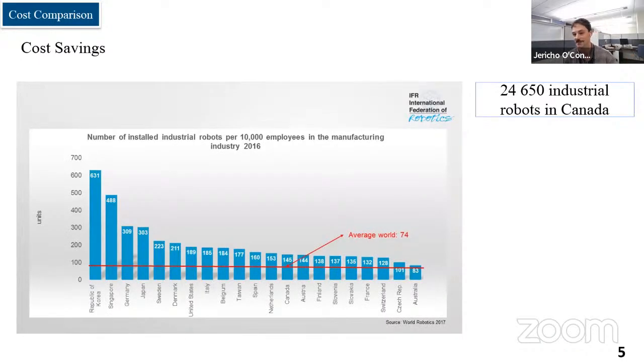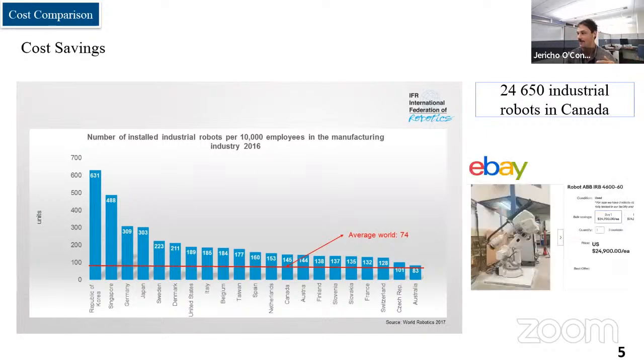So this is some stuff I just looked up on robots to try and sell you on the fact that they're not very expensive. We have a lot of them in Canada. So they would be pretty easy to maintain, I'd imagine, because you have parts and people who can maintain them. And if you were to buy one on eBay, similar to the ones that we have, it's only $25,000. Not that we're buying them on eBay, but they're not that expensive.